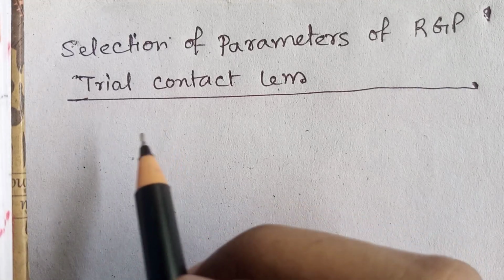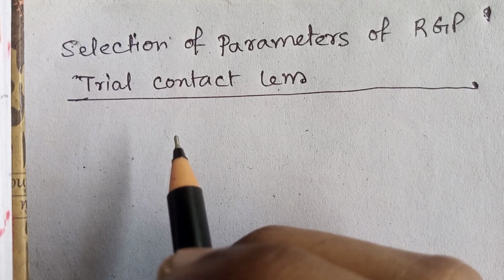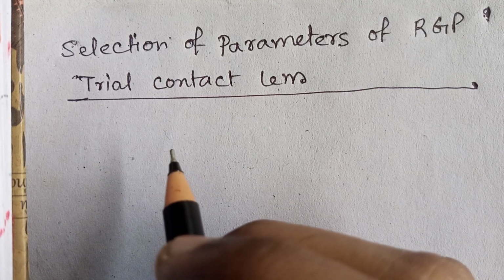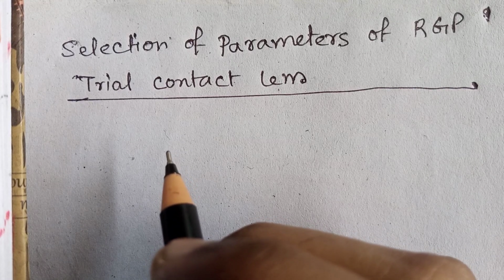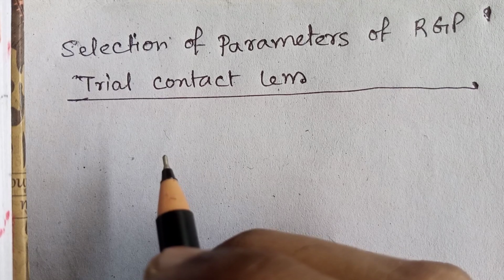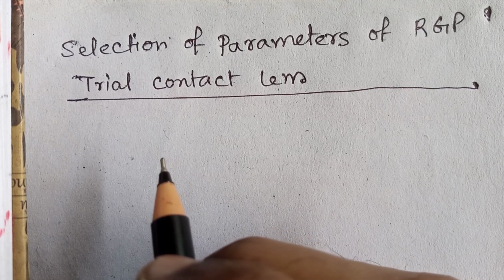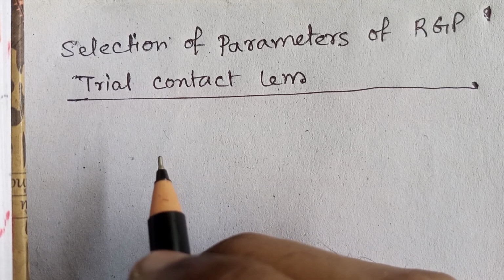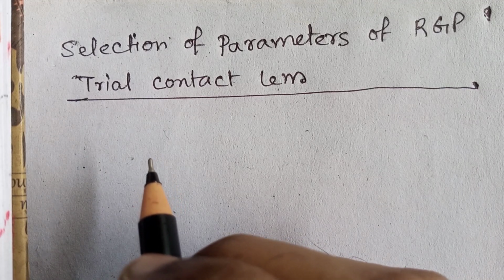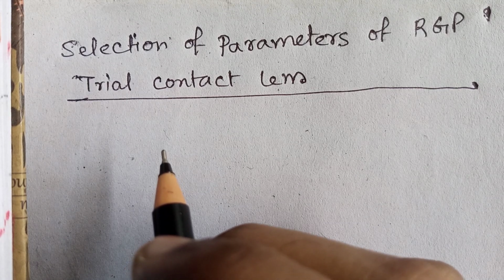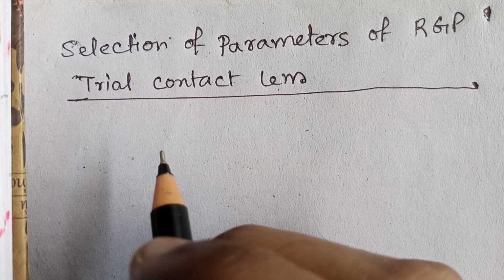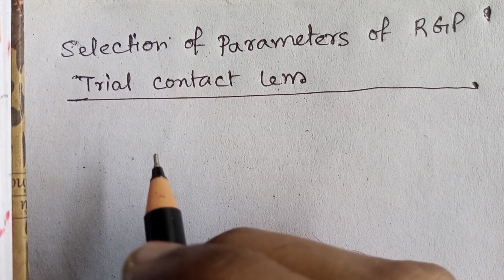Today I would like to discuss the selection of parameters of an RGP trial contact lens. There are many RGP trial contact lenses available in the market, but according to parameters like diameter and curvature, which contact lens is the best fit for my patient depends on three parameters, and the selection of these three parameters needs to be assessed or evaluated on an individual patient basis.